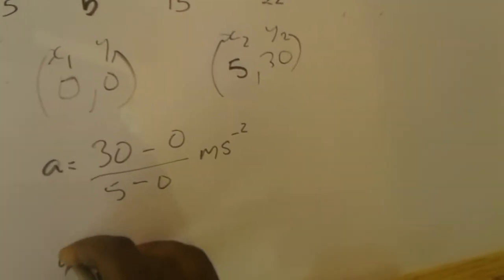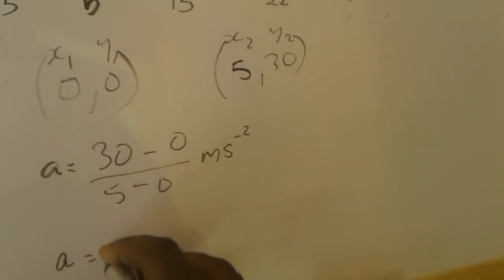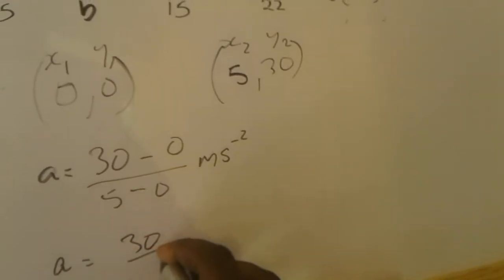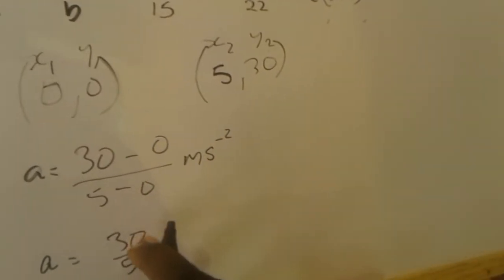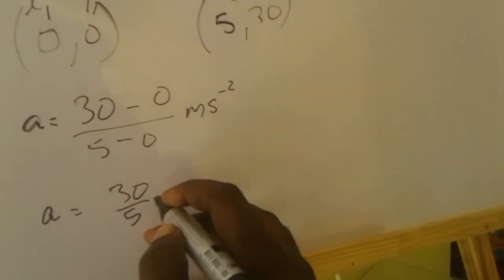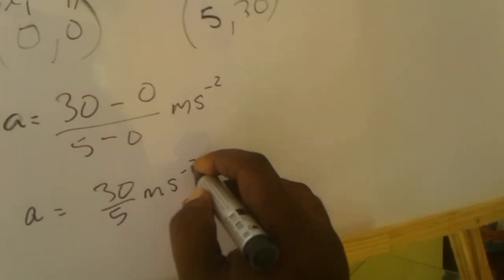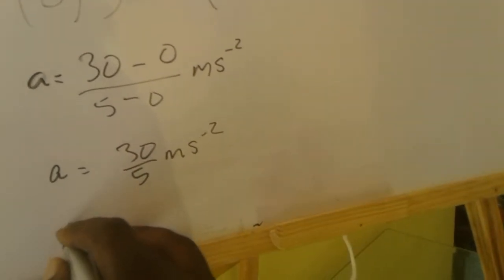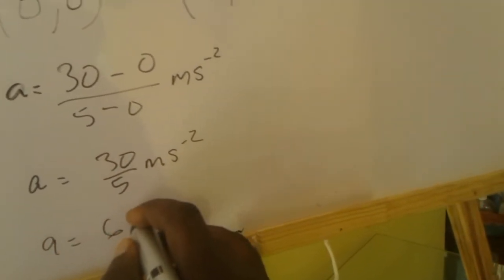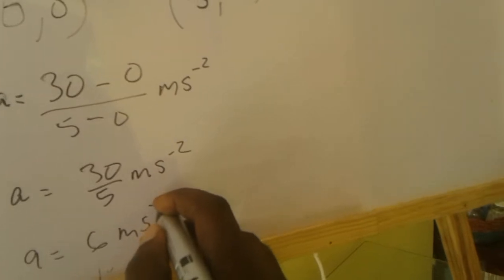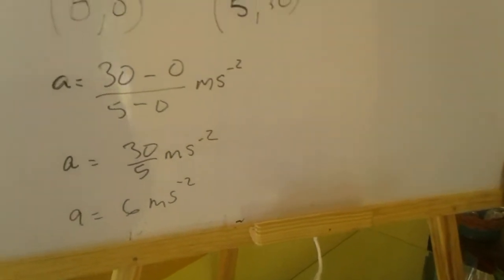So acceleration is basically 30 over 5. 30 minus 0 is 30, and 5 minus 0 is 5, in meters per second squared. And 30 divided by 5 gives us 6 meters per second squared. So that is the acceleration for the first 5 seconds.